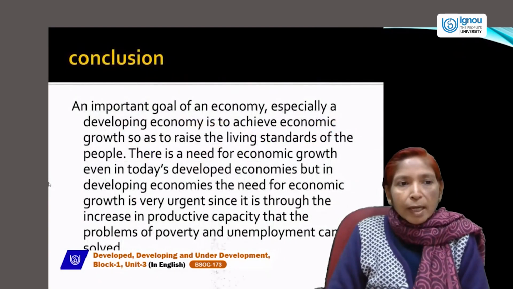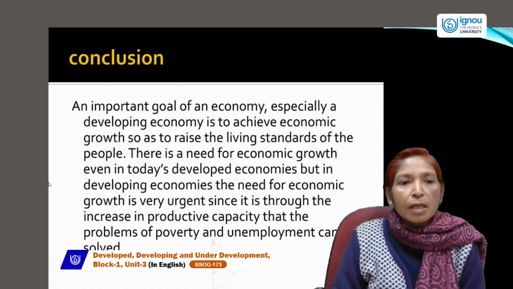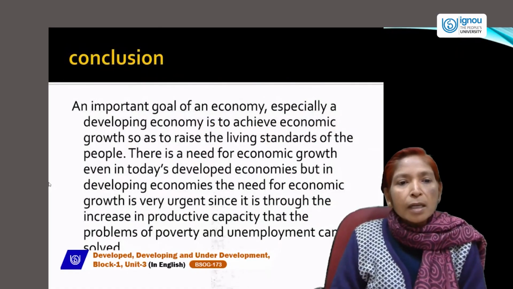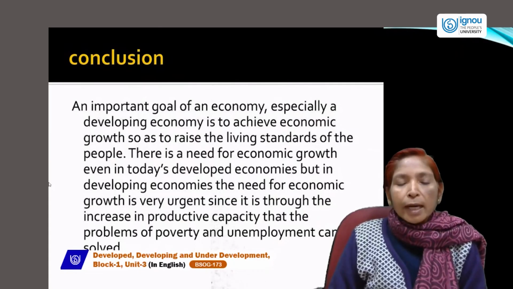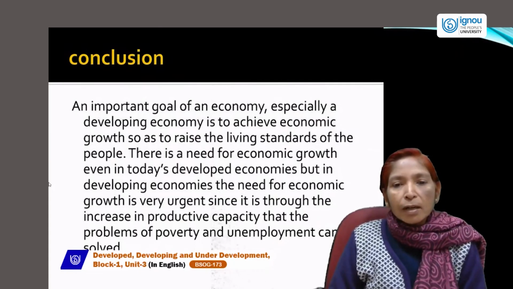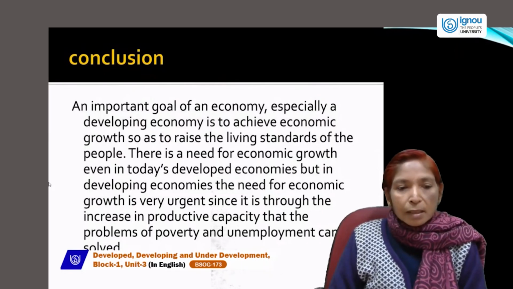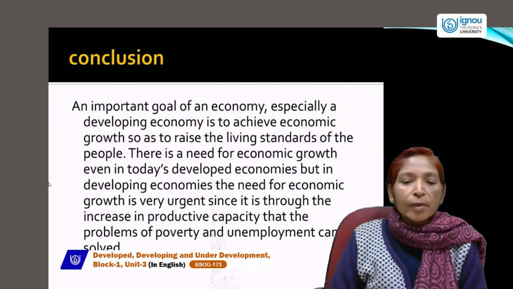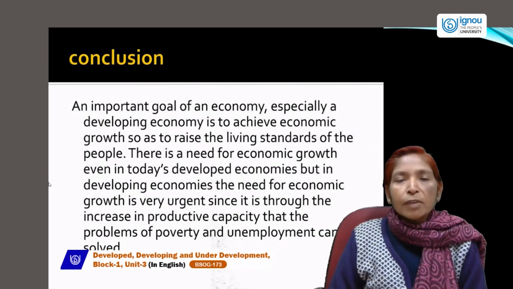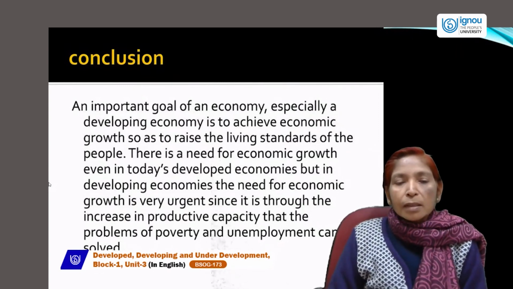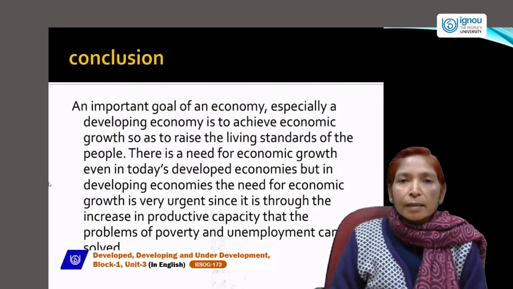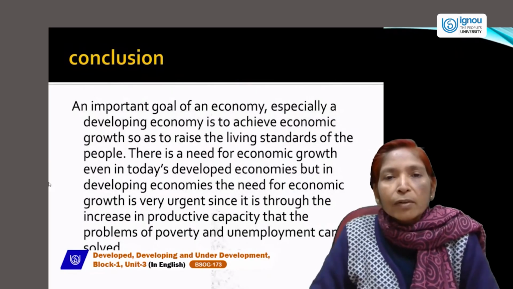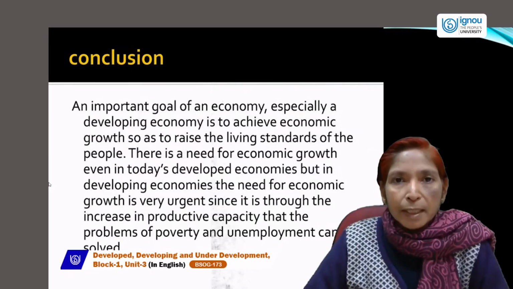So we can conclude that the important goal of an economy is to achieve a high economic growth rate and to raise the living standard of the country's people. The economy has a great capacity to produce more goods and services, and it can reduce poverty and unemployment. If these problems are solved and GDP increases at a higher rate, then we can reach the position of development.